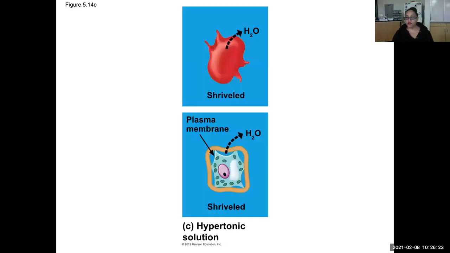And then in a hypertonic solution, there's too many solutes and not enough water. Our blood cells shrink and shrivel and they don't work properly. And in a plant cell, the plasma membrane will actually peel away from the cell wall. That plant cell needs a lot of water to maintain its shape. If there's not enough water, it shrivels and shrinks and the cell membrane peels away.